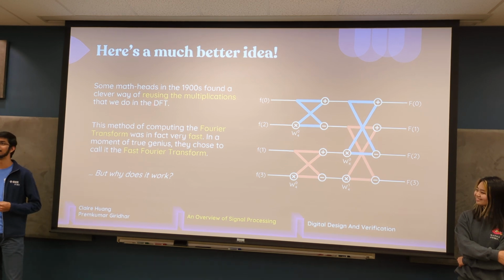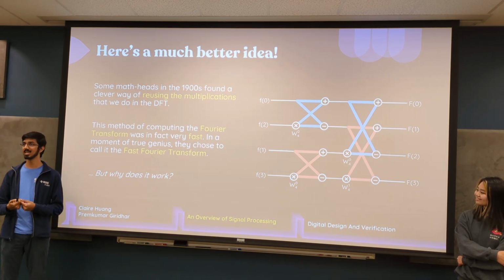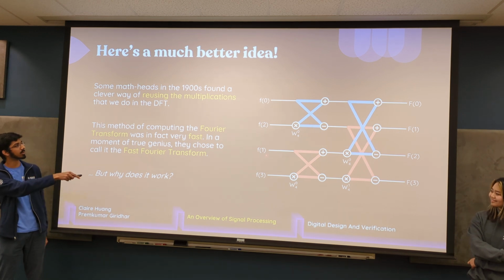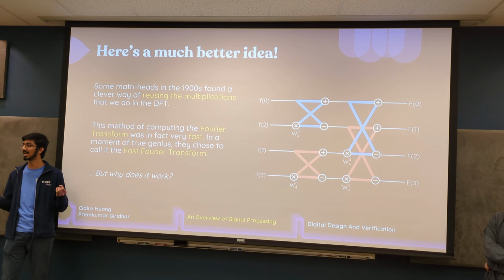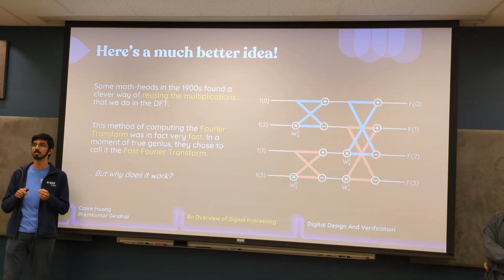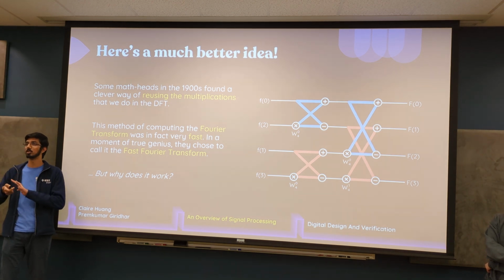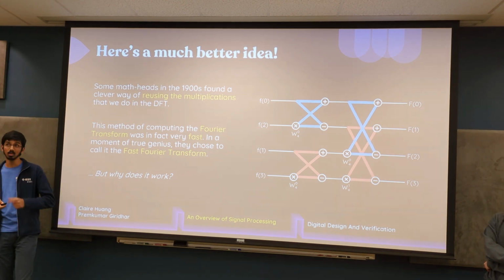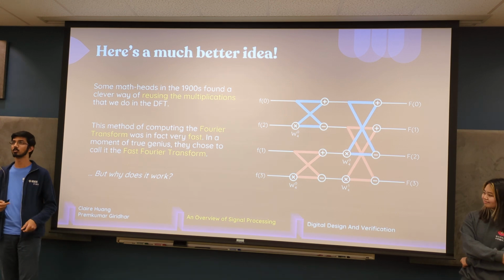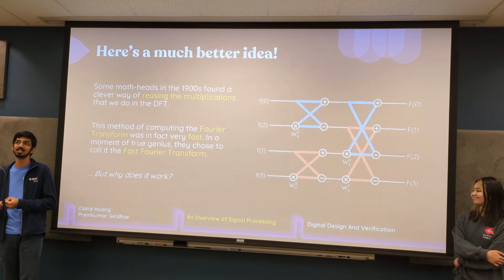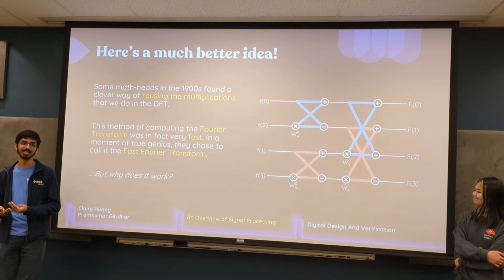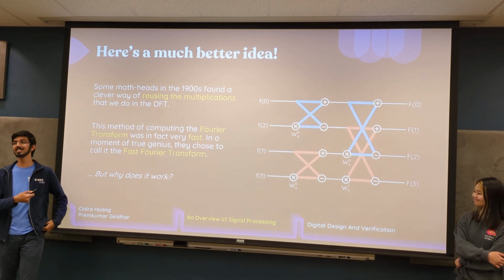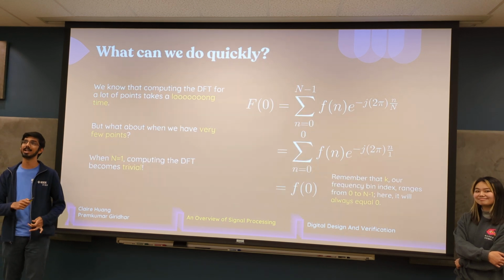So we need to find a better way to do this, and in fact, some math heads in the 1900s actually did. So basically what they did is they designed this wacky diagram over here, which shows how we can reuse the multiplications in the DFT a bunch of different ways to reduce the number of multiplications that we have to do. This method of computing the Fourier transform is in fact very fast, and therefore they decided to call it the fast Fourier transform. It is crazy, I am aware. But why does this work? We're going to figure that out now.